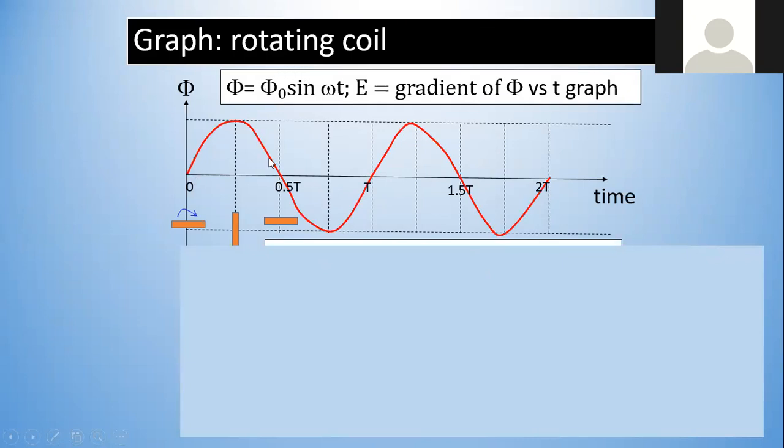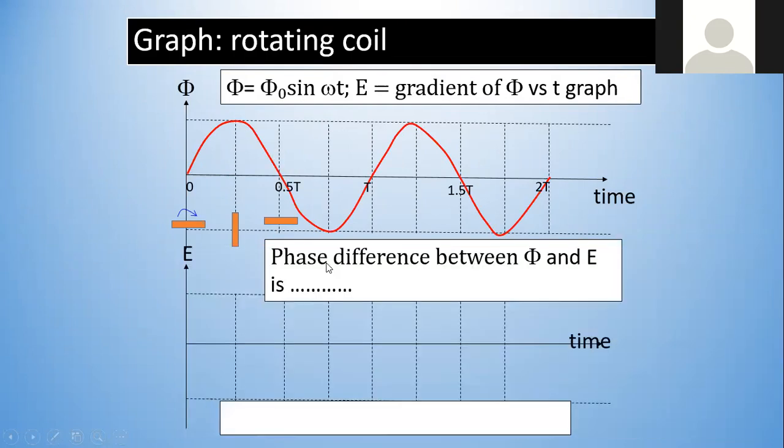So that's a sine curve. We can write the equation down. And as we said previously, the induced EMF is just the gradient, the tangent to the curve. So at this part it will be maximum, at this part it is 0, and at this part it is maximum but negative. Then we can draw.